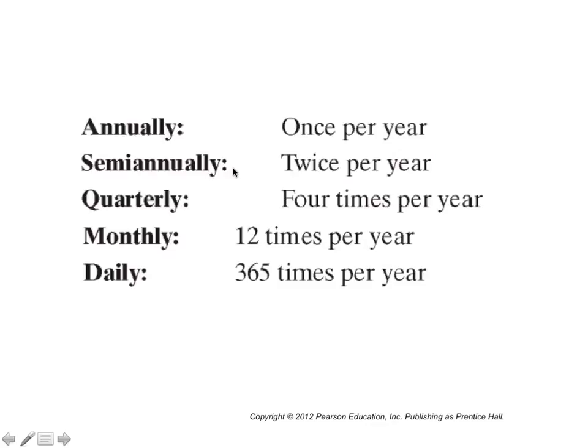Now, if you have semi-annually, that means it's twice per year, so N is going to equal 2. Quarterly is 4 times per year, so N equals 4. Monthly is 12 times a year, so N is equal to 12. And daily is 365 times per year, so N equals 365.